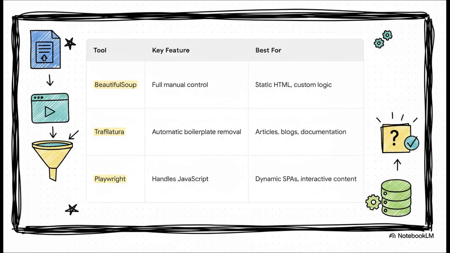Beautiful Soup gives you complete manual control, which is awesome for static pages where you need to write some custom logic. If you just want the main article content and none of the junk, Trafilatura is amazing. It automatically strips out all the boilerplate like ads and navigation menus. And for all those modern dynamic websites that run on JavaScript, you're going to need a tool like Playwright or Selenium to actually render the page first before you can grab the content.